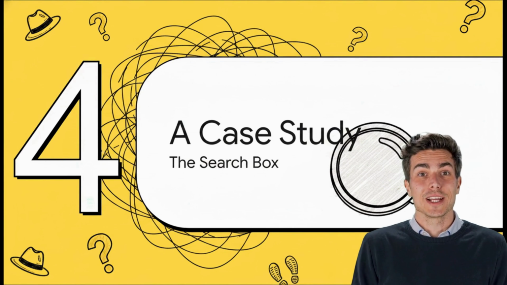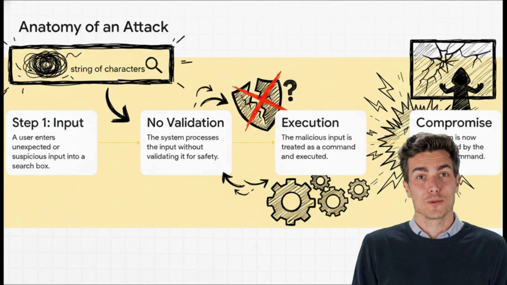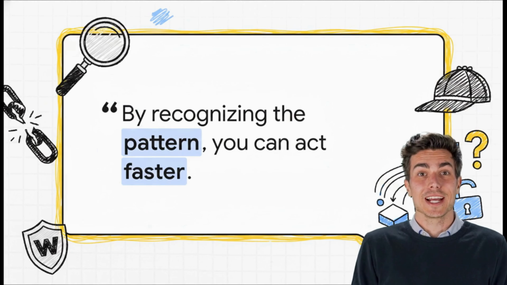Okay, so the theory is great and all, but let's see how this stuff plays out in a real case. It's time to put our skills to the test in a live investigation. And our prime suspect? It's a feature you probably use every single day, the humble search box. So how does this crime actually go down? Well, first, the attacker types something into the search box that isn't a normal search. It's actually carefully crafted code. The system, because it wasn't built to check its inputs, just takes it and processes it. And boom, those hidden commands execute and suddenly the attacker can steal data or even take over the whole server. The search box was just the unlocked window they climbed through.